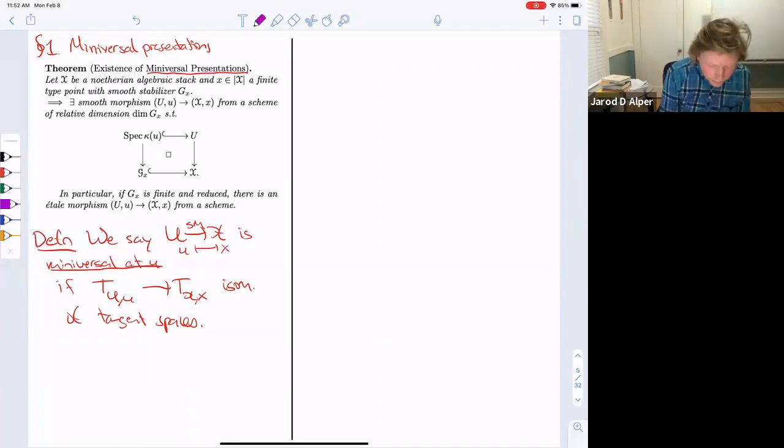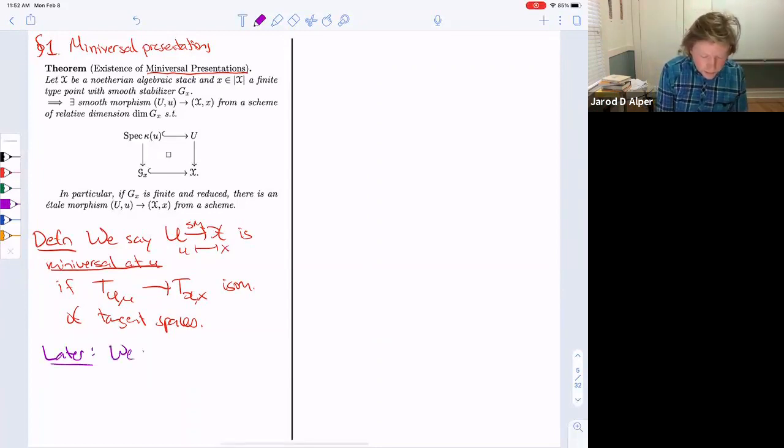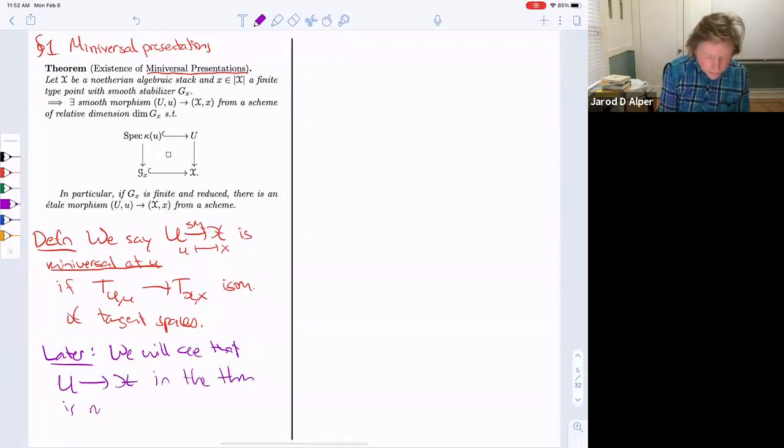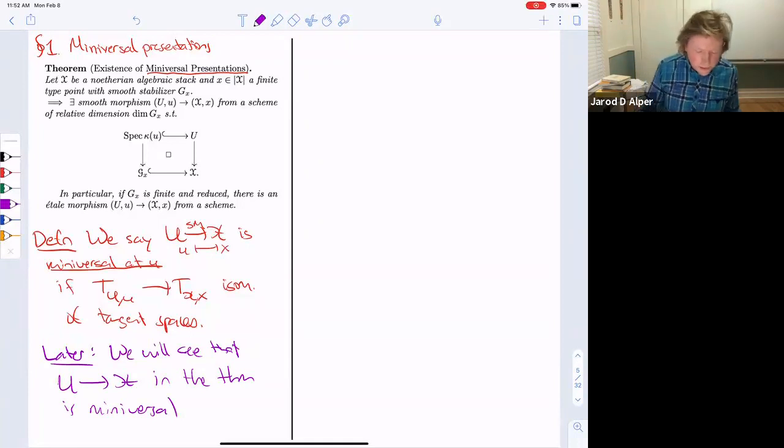We could do it now, but later we'll actually see that the map from U to X in the theorem is miniversal. We could do this now, it's just convenient to discuss the lifting criterion of smoothness when doing it, and we'll postpone that to the end of the lecture.